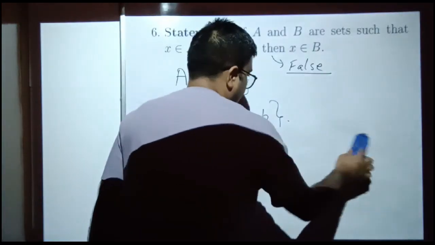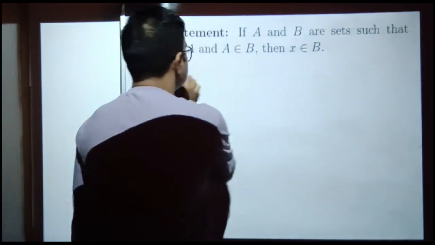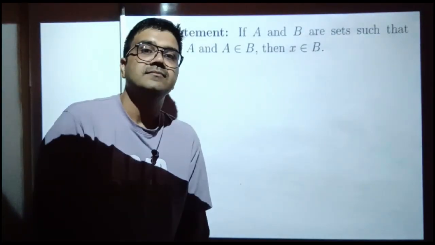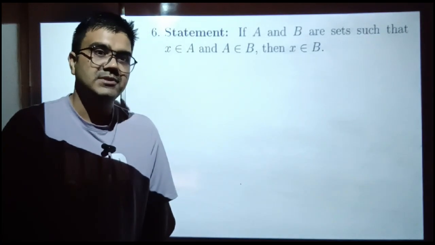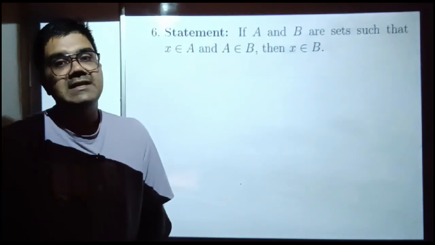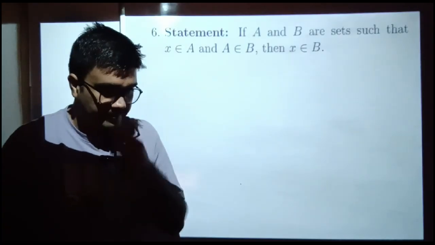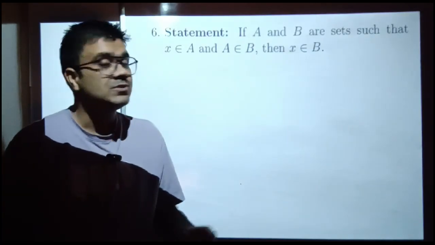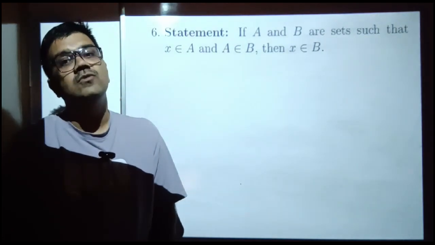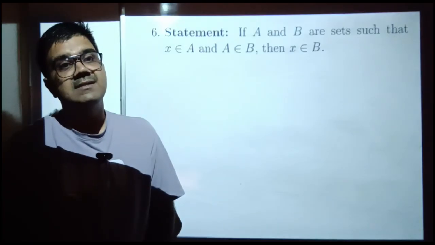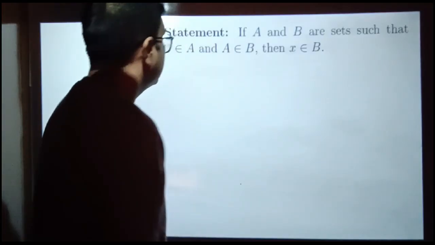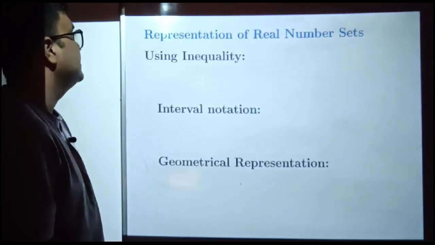Next we have some particular subsets of the real numbers. We are talking about subsets of the real numbers, and they are also called intervals. When we were talking about the representation of real numbers using the set builder form or the roster form, we have seen that it is not always possible to represent the real numbers using the roster form. We cannot list all the elements. So let us look at how we can represent the real numbers.